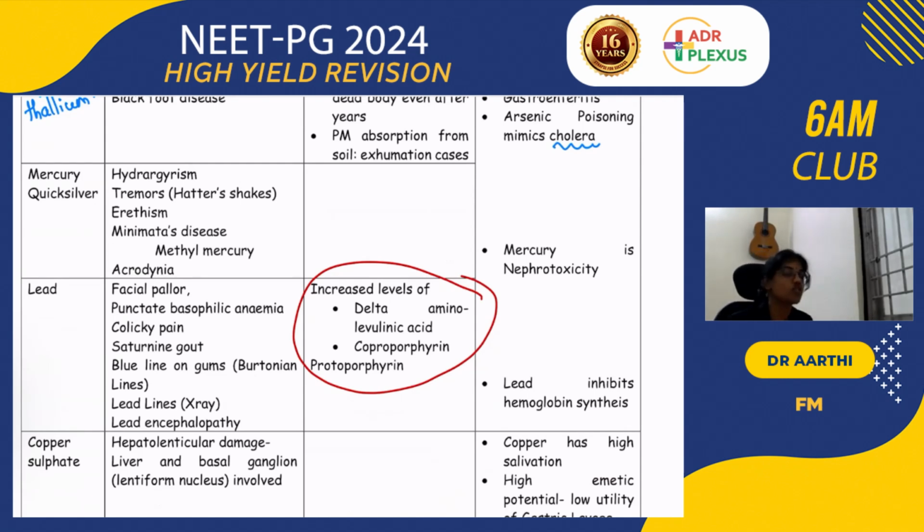Erythism is neuropsychotic, which means don't think about skin condition. We are talking about mercury poisoning where the patient can have insomnia, depression, all of this comes under erythism. Then you have Minamata disease, and finally acrodynia. Acrodynia is also called pink disease.